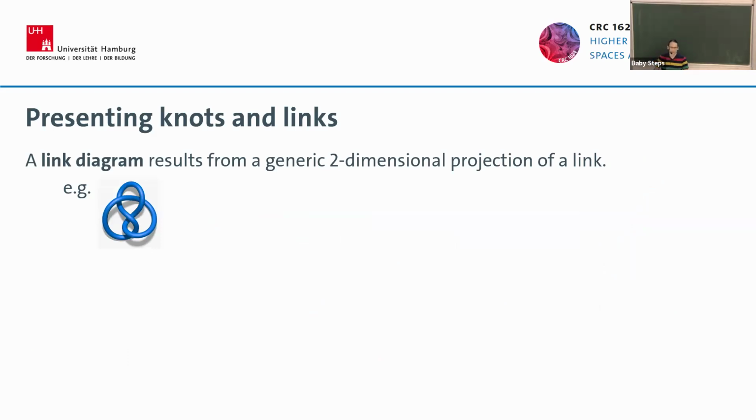Knots and links can be presented by diagrams, the pictures that we've already seen. A link diagram arises by projecting the image of the embedding onto the 2-dimensional drawing surface. And then additionally, we need to remember at every crossing which strand goes over and which strand goes under. And then, of course, a link or knot can have very, very different looking diagrams.